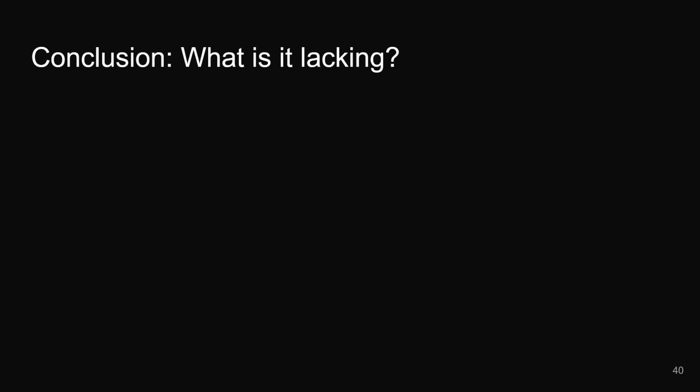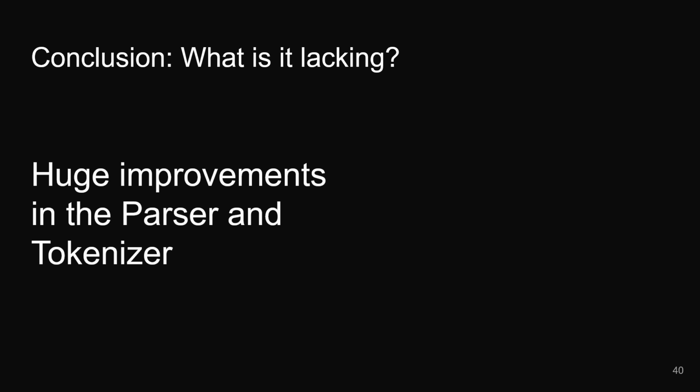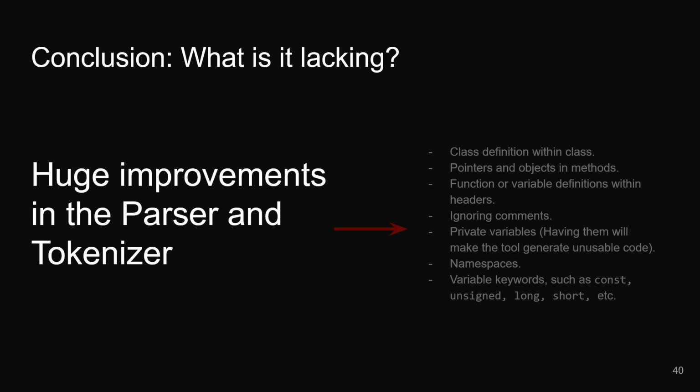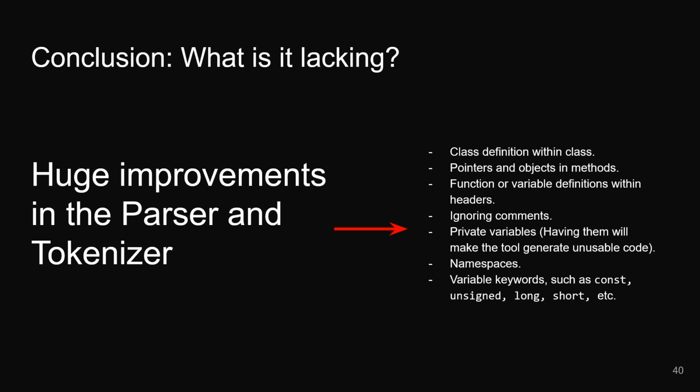The main important thing that it's lacking is a huge improvement on the parser and the tokenizer. Code generation is a really powerful technique, but it requires us to basically compile C++, and that's a really complicated process. This is a list of the features that the system is missing and is not going to support, and this is me doing reverse engineering, right? The list might be much longer. So yeah, this is a reality.